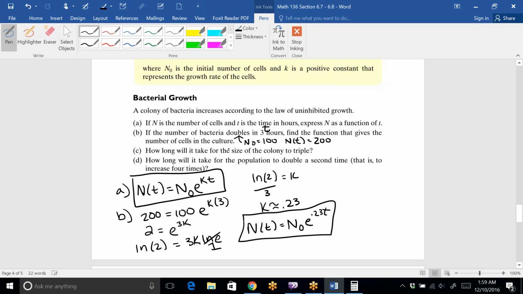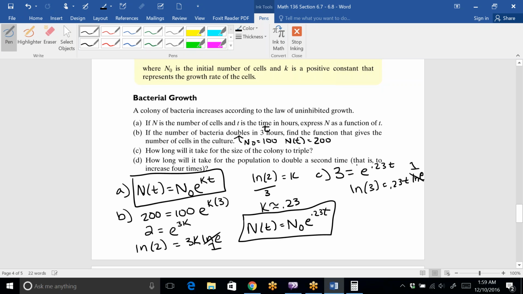For part C, it says how long will it take for the size of the colony to triple? So we're looking for time now. Now that we have this, we can plug in. So tripling means that you get 3 equals just the e to the 0.23t, because remember the N sub 0 and the N of t, when you divide, if this was 100 and this was 300, you just get 3. So this would be natural log of 3 equals 0.23t natural log of e, which is a 1.